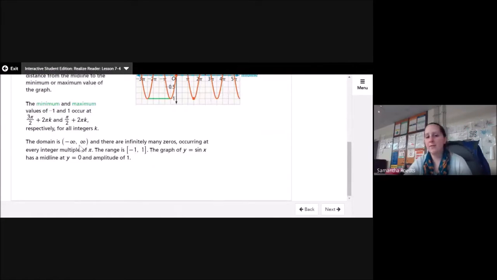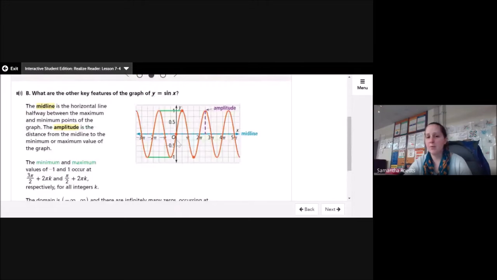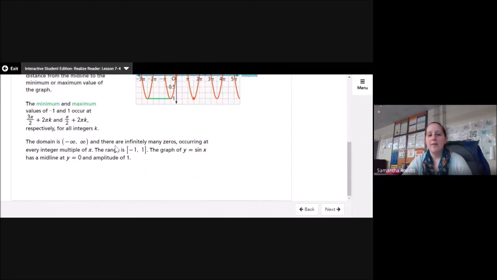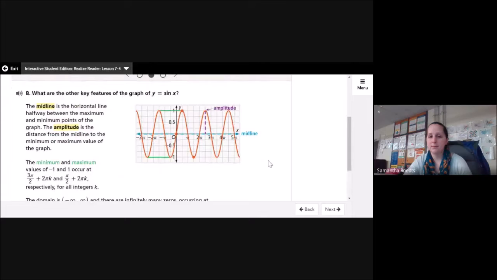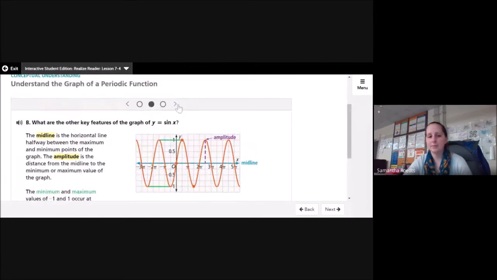The domain is -infinity to infinity. Remember, the domain is my x values. So it goes on forever to the negative x, it goes on forever to positive x's. And there are infinitely many zeros occurring at every integer multiple of pi. The range, remember those are your y values, is -1 to 1. The graph of y equals sine x has a midline at y equals 0 and amplitude of 1, which is also the x-axis.